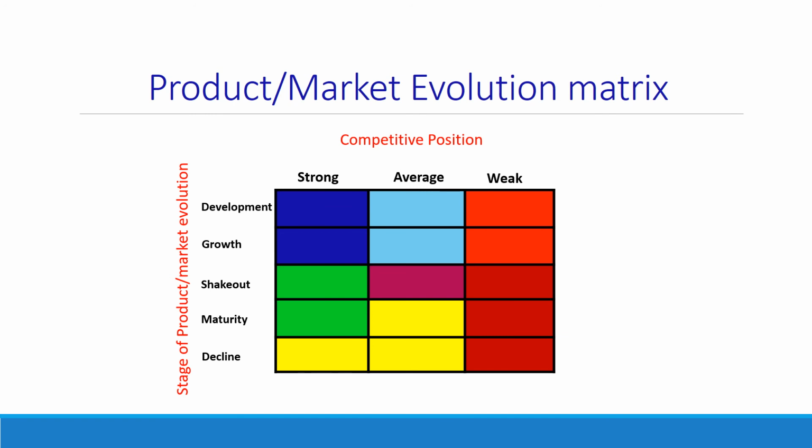If the company is able to improve their competitive position and their market evolution stage is also getting better, or even if they are in that particular shakeout position but are improving their competitive position, those business units can withstand the competition in the market. But if they are coming down to the yellow or to the red part, they may also be considered for divestment.